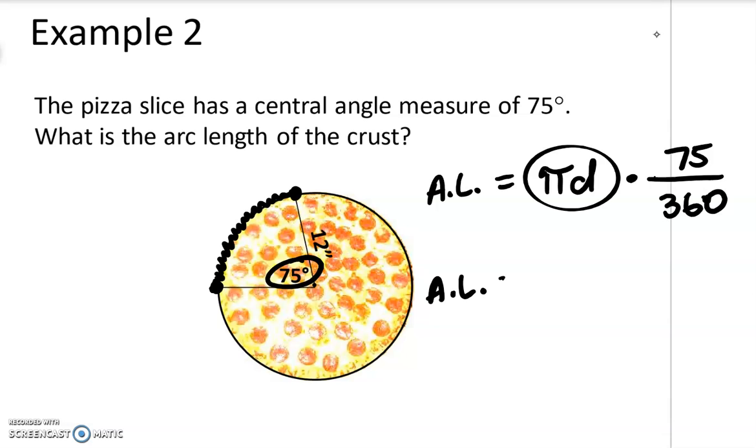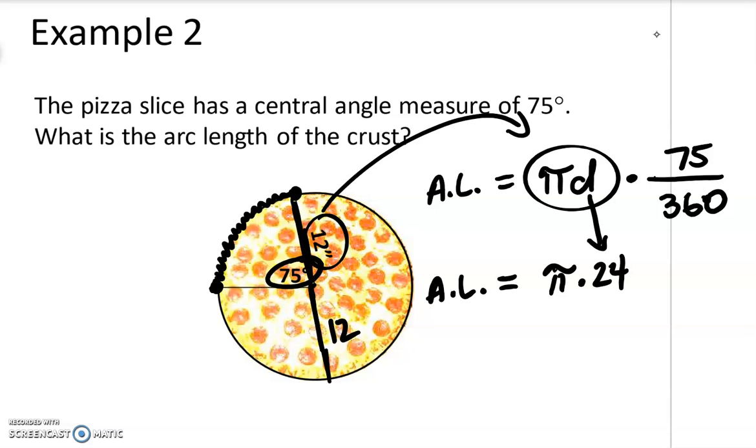Okay, so this arc length is equal to pi times, now the question is, what is the diameter? If you look here, 12 is not a diameter, it's a radius, so 12 times 2, or 12 plus 12, is 24, and that's the diameter. So we have to be real careful of that. Don't just mindlessly plug in 12. 12 is not the diameter. Times 75 over 360.